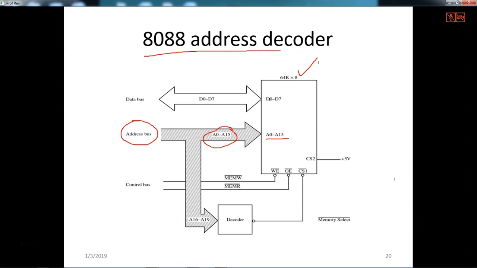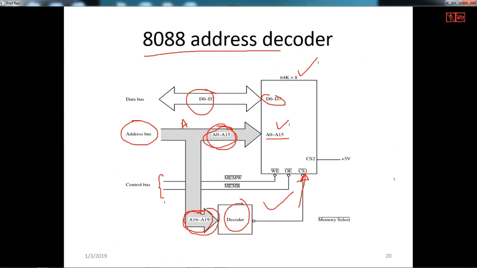And D0 to D7 of the memory is connected to D0 to D7 of the 8088. A0 to A15 of memory have to be connected to the address lines. Here you have only one memory IC, so A0 to A15 you can connect, but A16 to A19 are used to select. See here, A16 to A19 are given to a decoder by which you can select this memory IC. That is what the difference is.